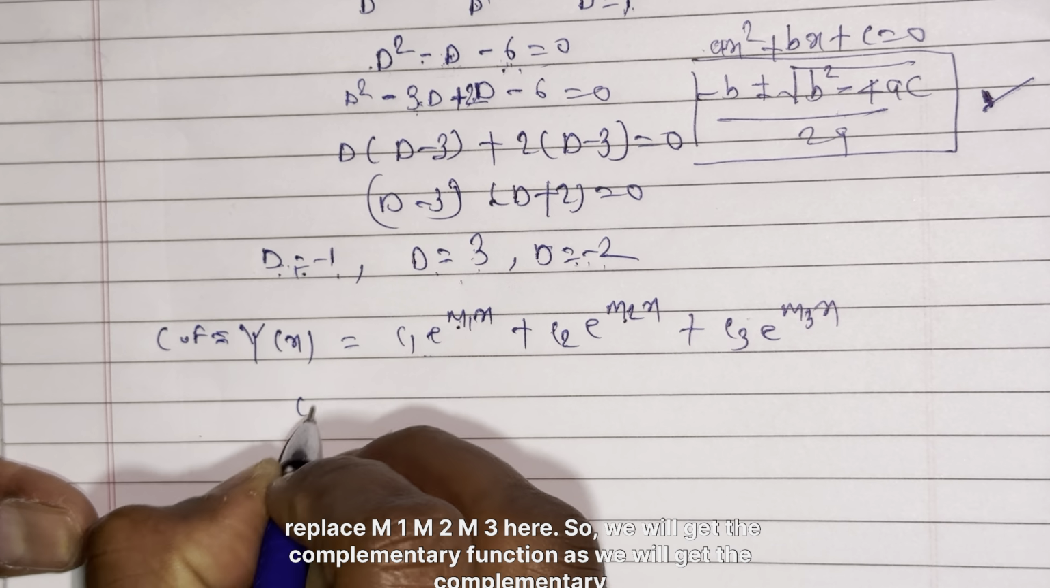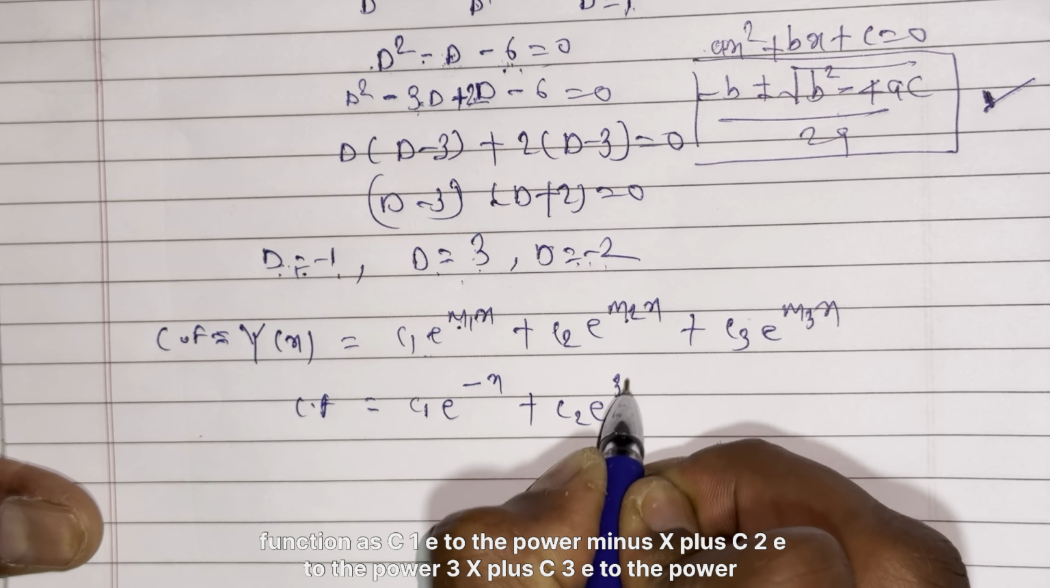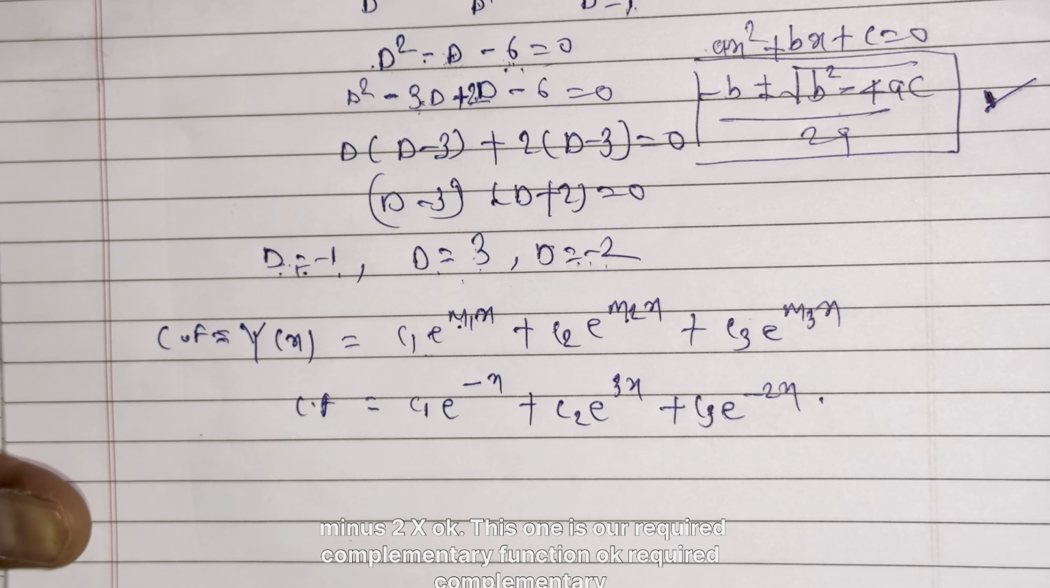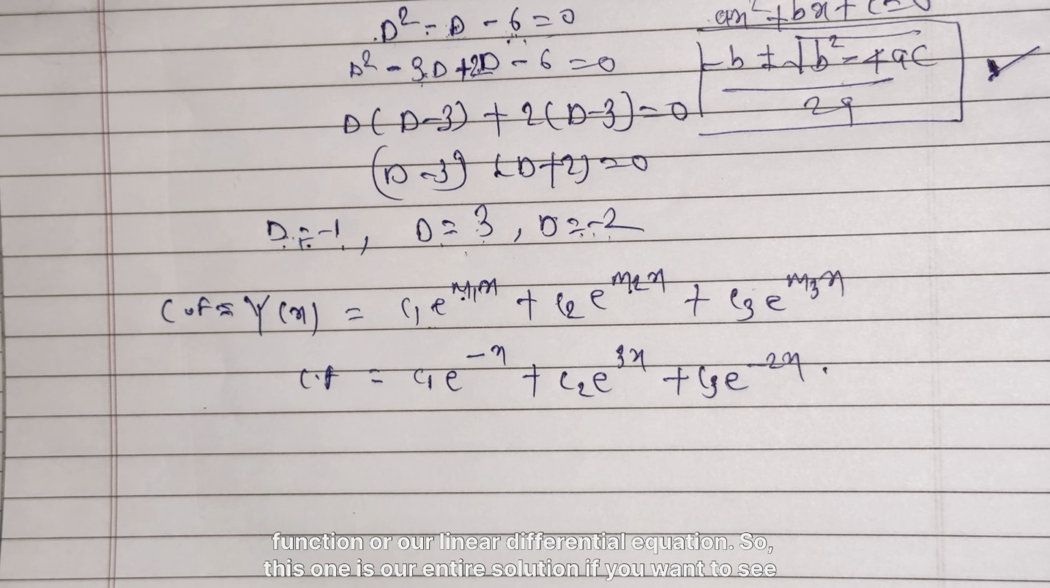So we'll get the complementary function as c1 e to the power -x plus c2 e to the power 3x plus c3 e to the power -2x. This one is our required complementary function for our linear differential equation.